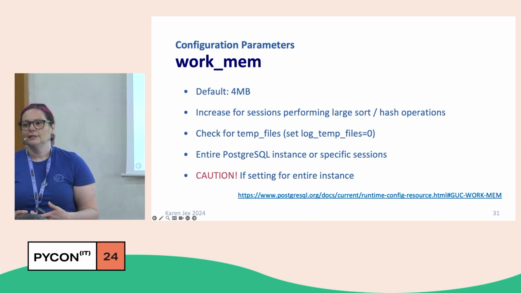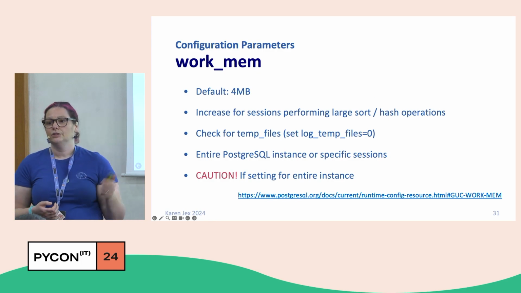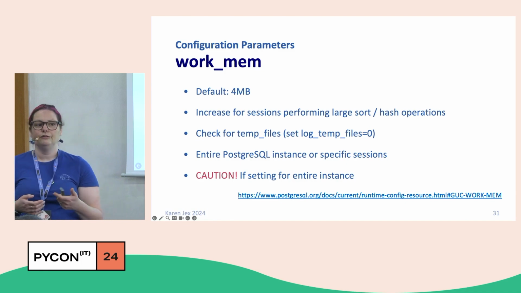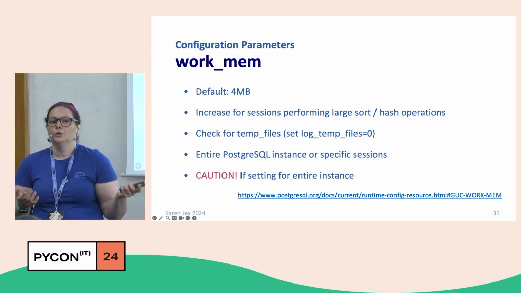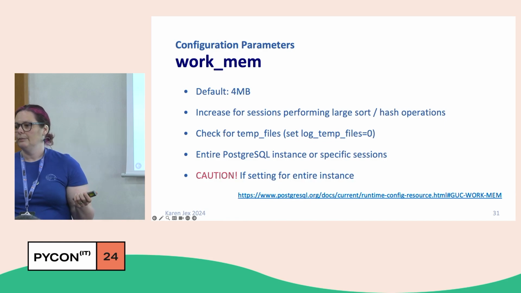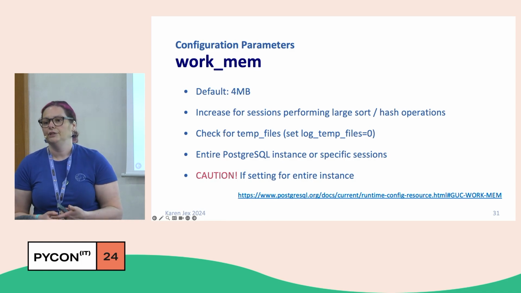Just be aware, if you set that across the whole instance, so it's 4 meg by default, if you set that to 100 meg or more across the whole instance, if you've got 50 users all running a couple of queries that maybe are using, I don't know, 2 or 3 lots of work mem, that's going to quickly build up into gigabytes of memory across your database. So a better way to do that would usually be to set it for individual statements.